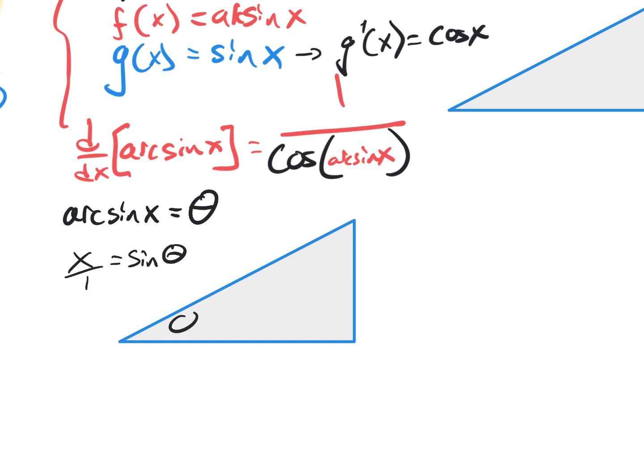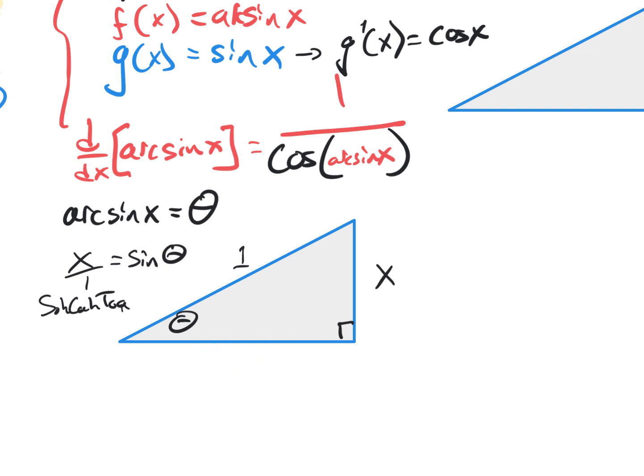So that means we have some triangle that exists, and the sine, what is sine? Remember SOHCAHTOA? Sine is opposite over hypotenuse. So there's some angle in a right triangle that has an opposite of x and a hypotenuse of 1. And we have this side that we haven't even talked about yet.